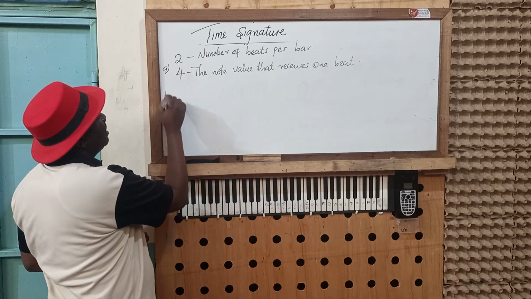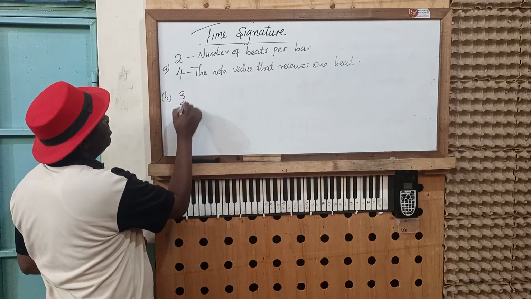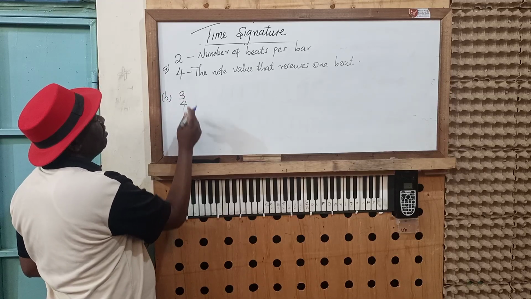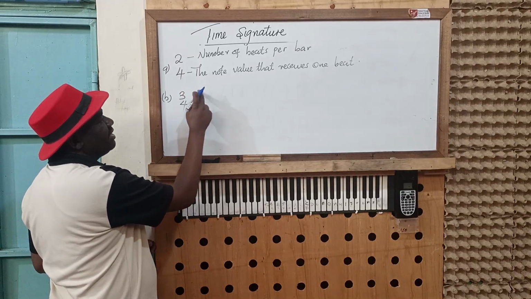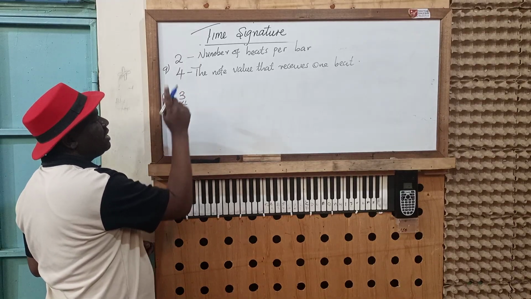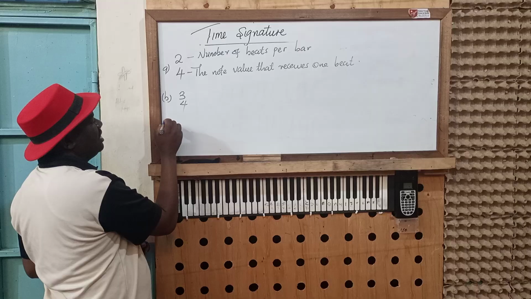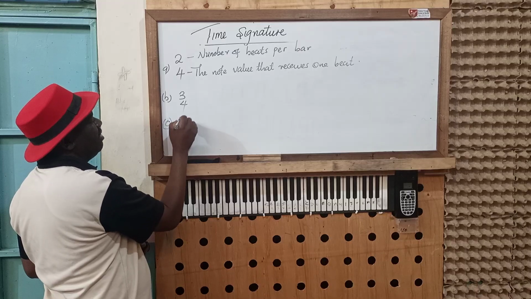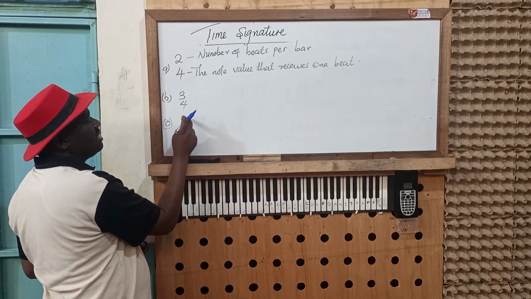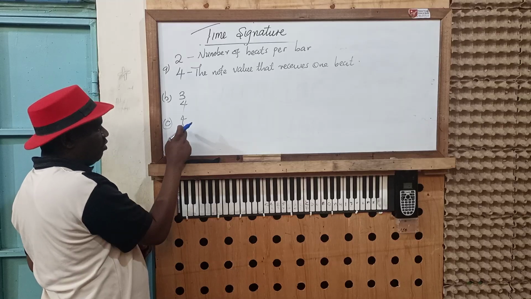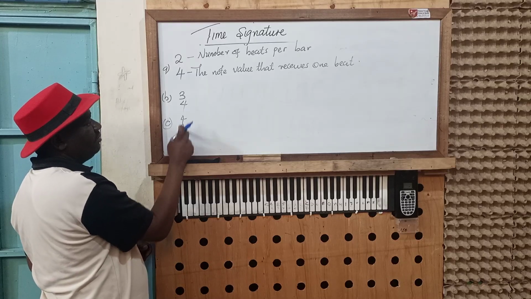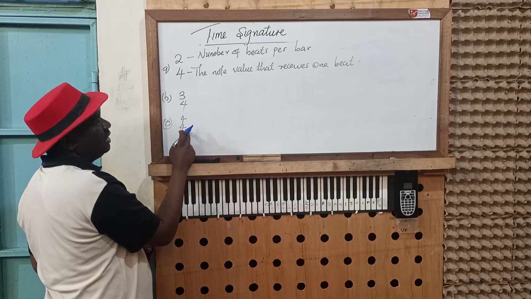So this one, 3, 4, means the number of beats per bar will be 3, and the note value receiving 1 beat is also a crotchet. And for C, 4, 4 means 4 crotchet beats.